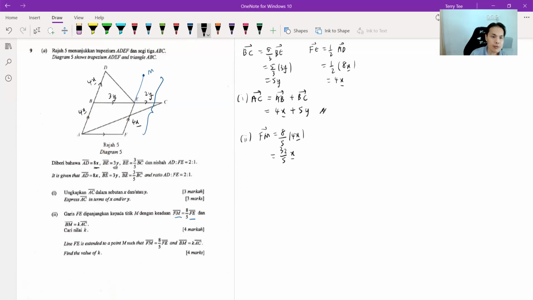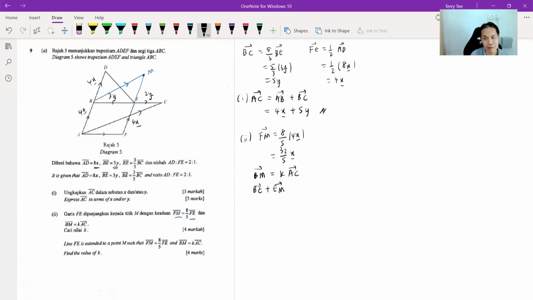We are given BM equals kAC, meaning BM must be parallel to AC. So we can draw a line here. BM is supposed to be parallel to AC, and we're supposed to find the value of k. So BM is k times AC. I know AC, but BM we have to find. We can find BM by going from B to E, E to M.